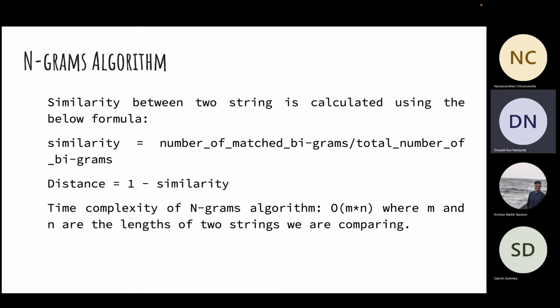Using the n-grams algorithm, the similarity between two strings can be calculated using the below formula. The similarity is given by the number of matched bigrams divided by the total number of bigrams. If you're using trigrams, it would be the number of matched trigrams divided by the total number of trigrams. And the distance would be given by computing 1 minus the similarity we get. The time complexity of the n-grams algorithm is order of m times n, where m and n are the lengths of the two strings we are comparing.